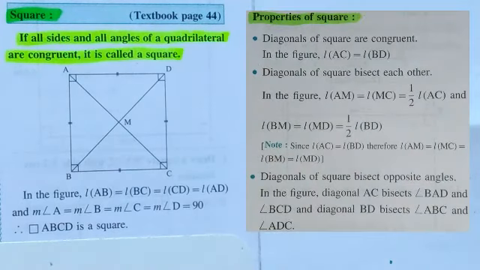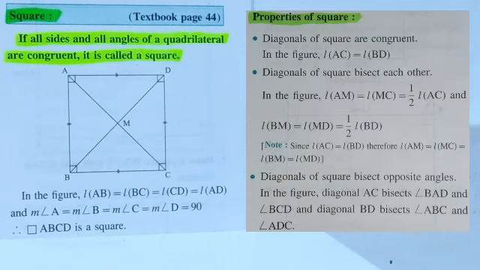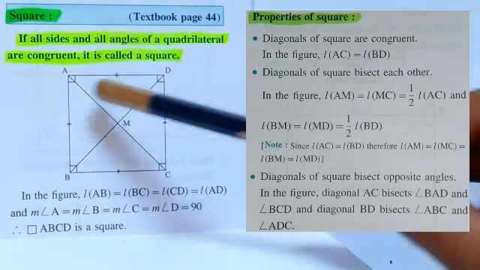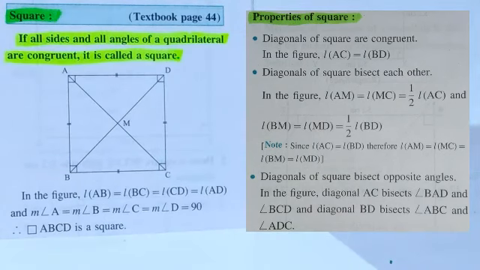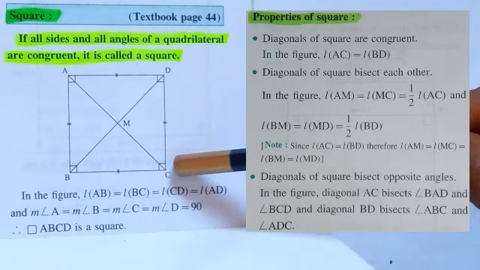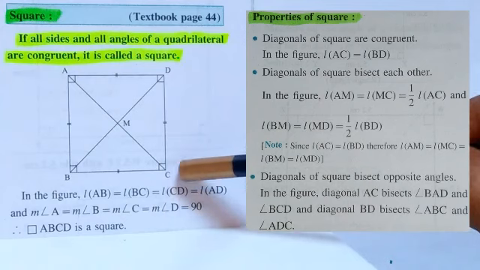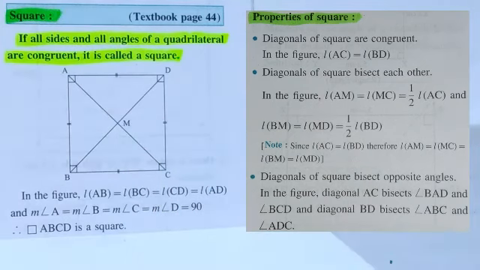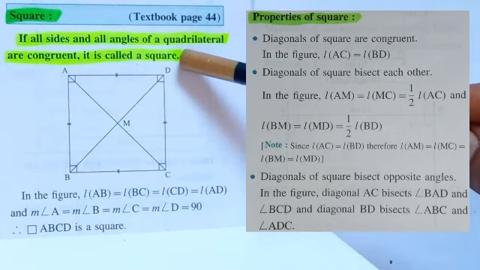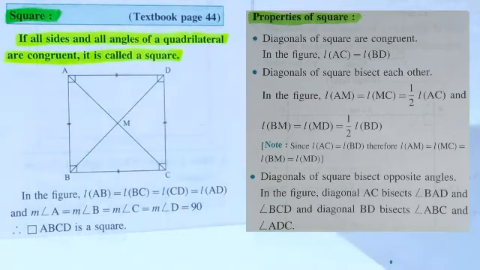Now let's see the properties of a square. The first property of a square is that the diagonals of a square are congruent. It means that the length of AC is equal to the length of BD, so both diagonals have the same measurement. The next property is that the diagonals of a square bisect each other. It means that the length of AM or the length of MC is equal to half of the length of AC, because they are bisecting it at the middle point. In the same way, the length of BM is equal to the length of MD. It is just half of BD.